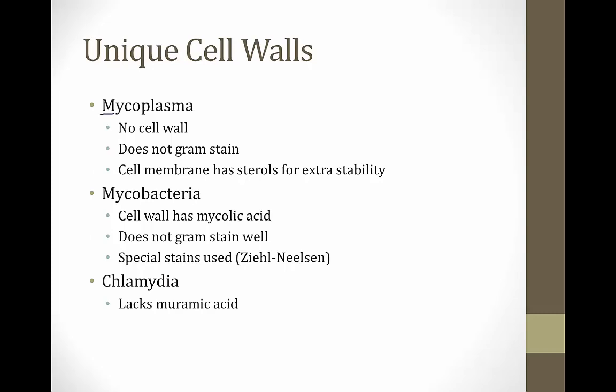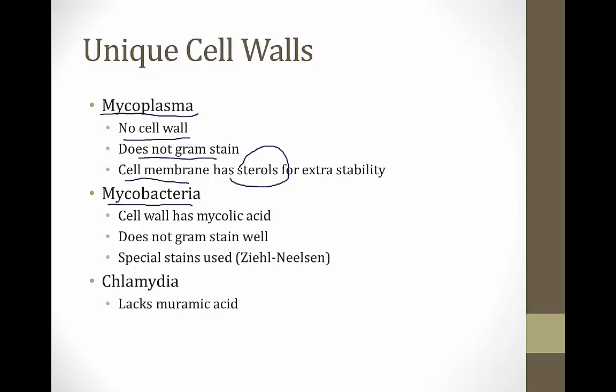The first one is mycoplasma, which can cause interstitial pneumonia. Mycoplasma has no cell wall, so it's not going to gram stain at all because it doesn't have anything to take up that gram stain. It has a unique cell membrane, and it has substances called sterols, which give it extra stability so that even though it doesn't have the peptidoglycan cell wall, it still is a stable structure.